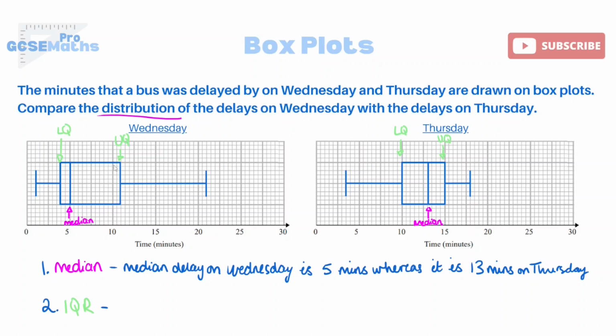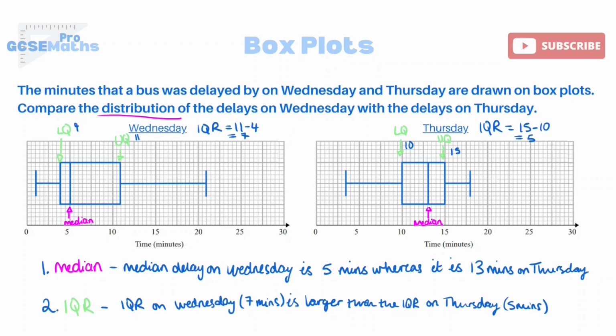So for Wednesday, we can see we've got, that's 11, isn't it, for the upper quartile? And then we've got, what's that? That was 5, so this is 4 for the lower quartile. So the interquartile range on Wednesday is 11 minus 4, which is 7. Thursday, you can see the upper quartile is obviously 15, and the lower quartile is obviously 10, so that's a bit easier. So the interquartile range, we minus them, gives us 5. So you can see that the interquartile range on Wednesday is larger than the interquartile range on Thursday.